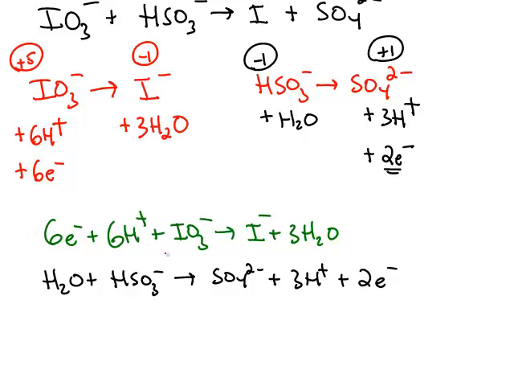So I just rewrote the two half reactions. Now we want to add together the two half reactions to give the overall reaction. But notice one half reaction has 6 electrons and the other one only has 2. So we're going to have to multiply this half reaction by a factor of 3 to make the electrons cancel. So I need 3 water. I'm going to change all the coefficients, multiplying by a factor of 3.